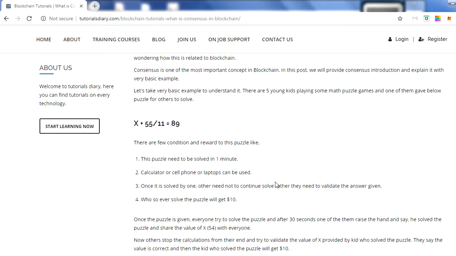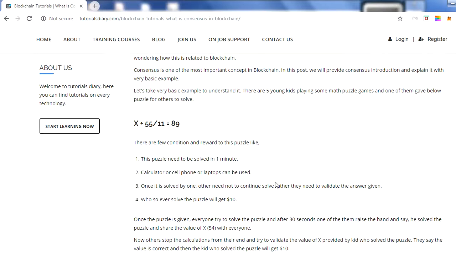So the consensus has been reached among the five people that the value of x is 84, right? So this is a consensus. All the parties have come to one agreement that the value of this one is this one. This is a very basic example to understand consensus. Consensus is an agreement which happened between the different parties involved.